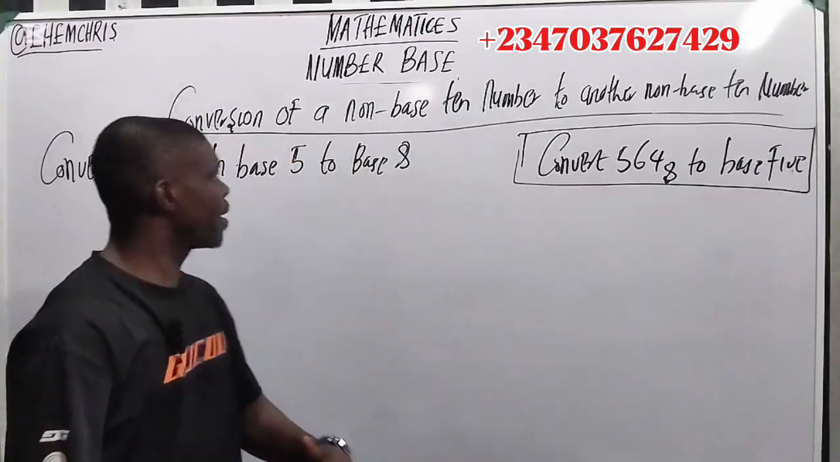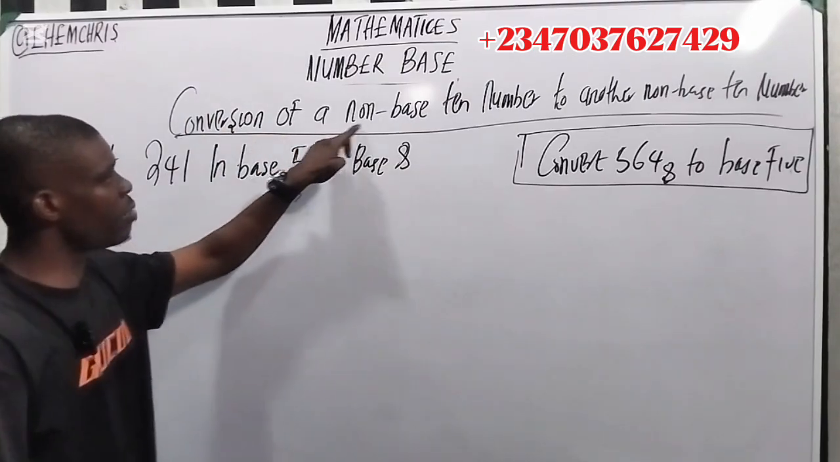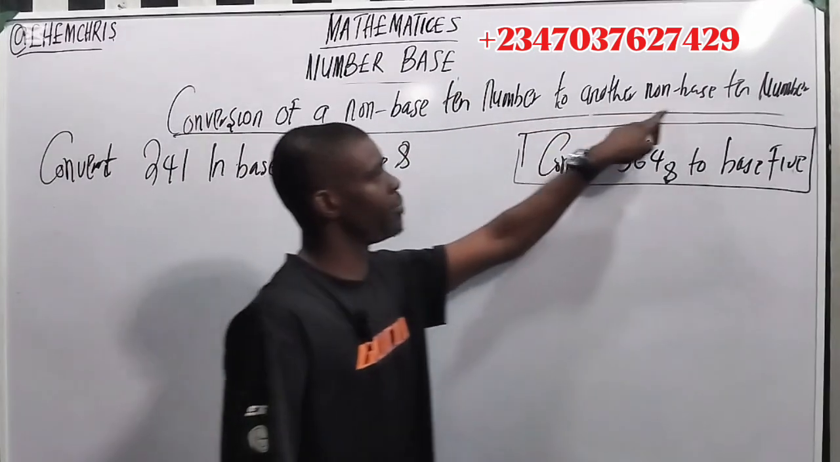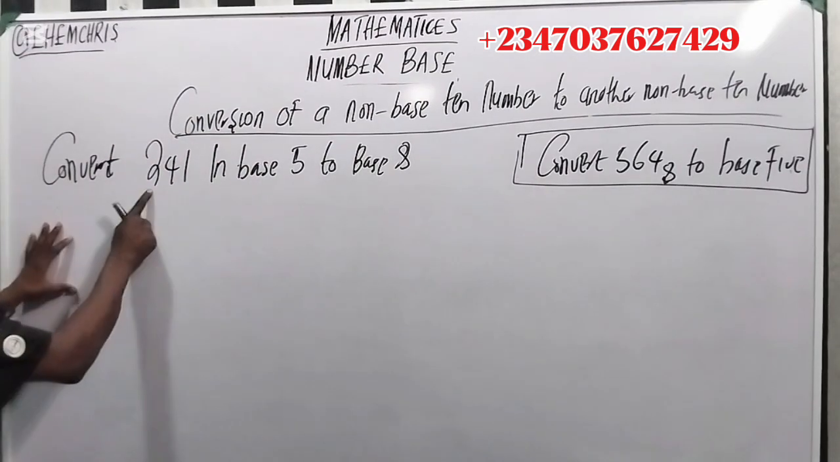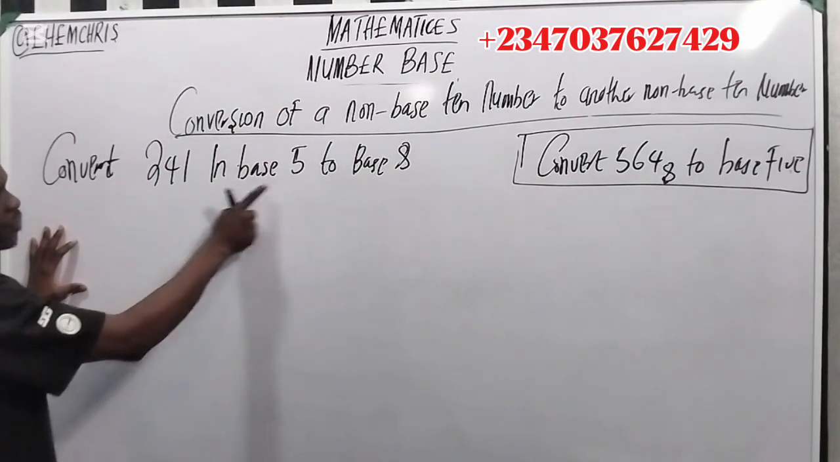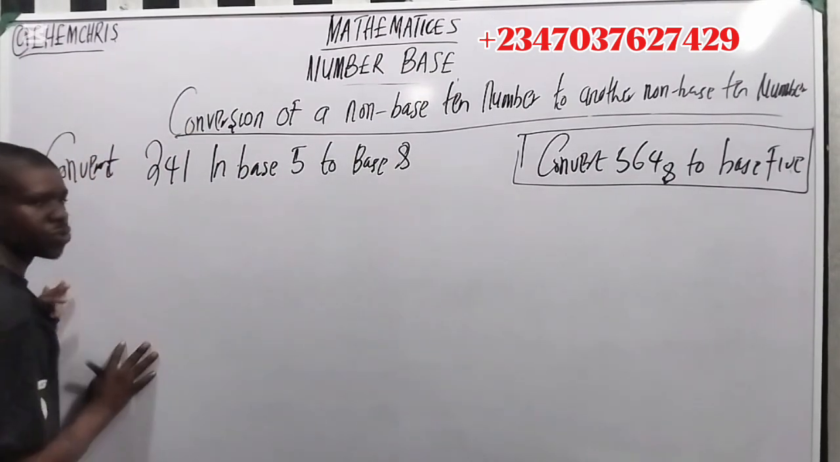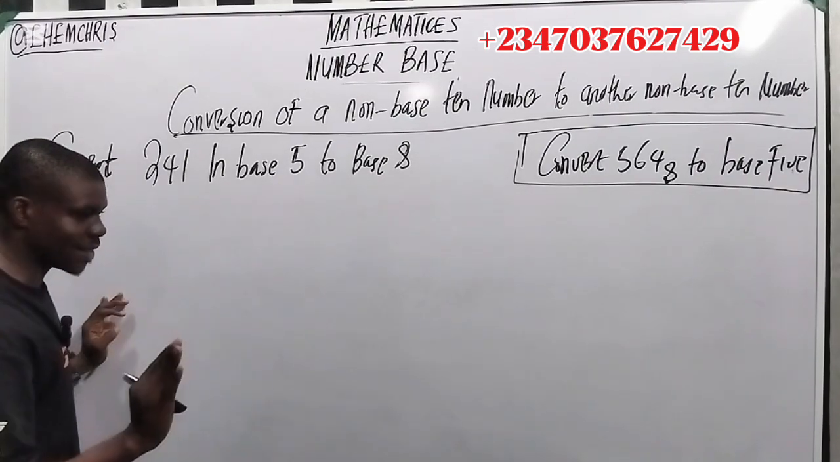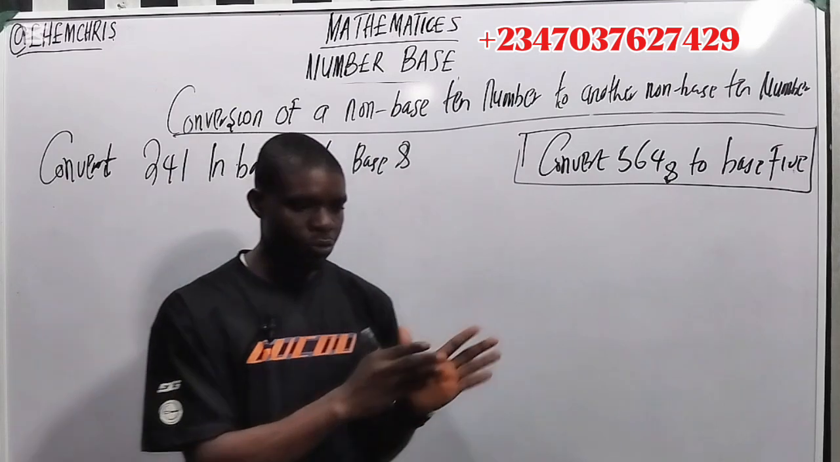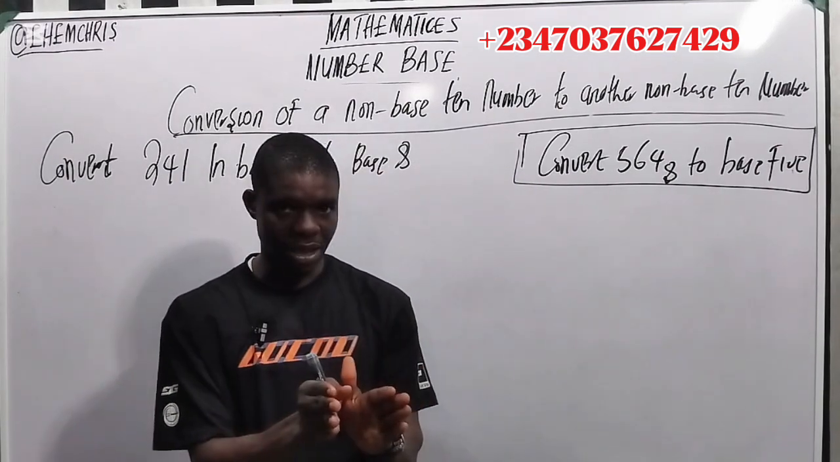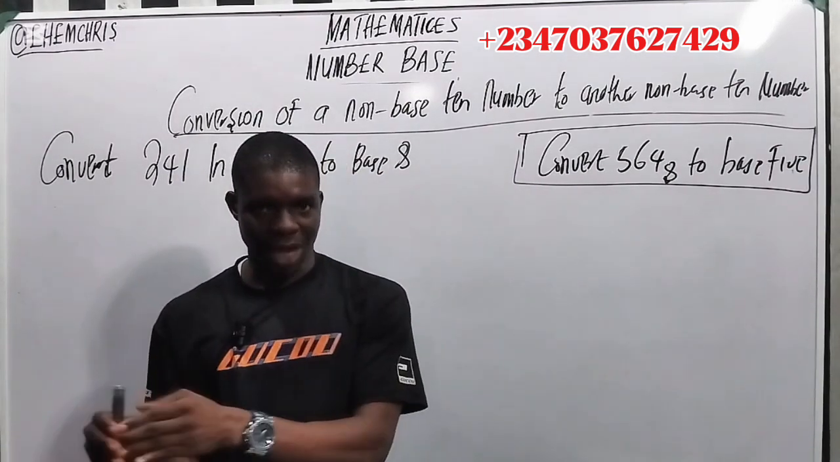Now let's look at this one here. Conversion of a non-base 10 number to another base. Like for this one, you say convert 241 in base 5 to base 8. How do you do this one? Please pay attention. Remember, we have done conversion from a number to base 10, and from base 10 to another base, right?